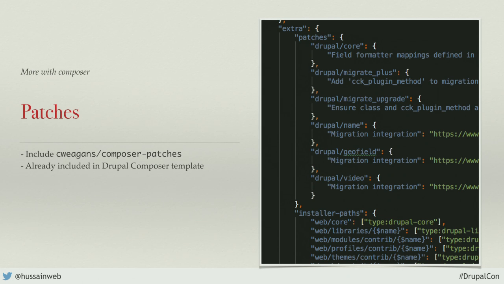It works very similar to how the patches work in make files. Over here in the patches entry, you specify each package, and then you specify a label for the patch and the link to the file. You can't see that over here. It's chopped off in the screenshot. But it's the link where the patch is stored. And yes, you can use local paths.